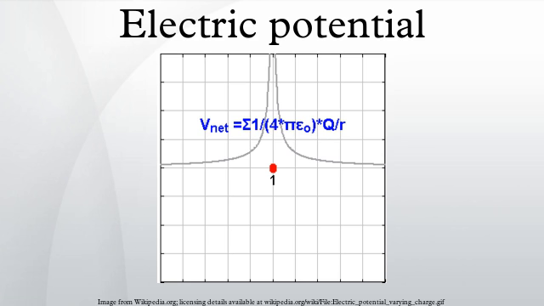There is also a generalized electric scalar potential that is used in electrodynamics when time-varying electromagnetic fields are present. This generalized electric potential cannot be simply interpreted as the ratio of potential energy to charge, however.